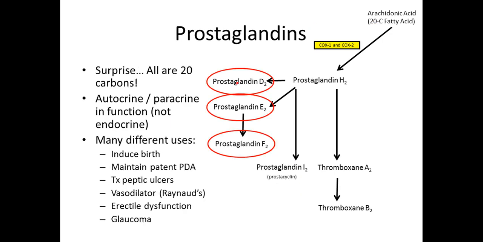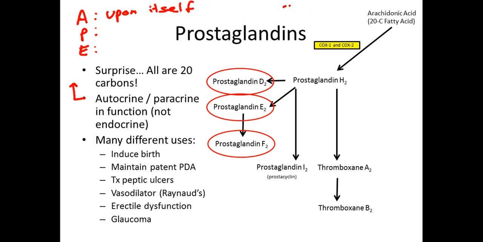All right, so now let's focus on our prostaglandins. Surprise, they are all still 20 carbons. What they're going to be doing is they're going to be used for autocrine and paracrine function, not endocrine. So do you know what the difference between autocrine, paracrine, and endocrine are? Well, as a brief description, these are my short notation here. Autocrine is going to be acting upon itself.